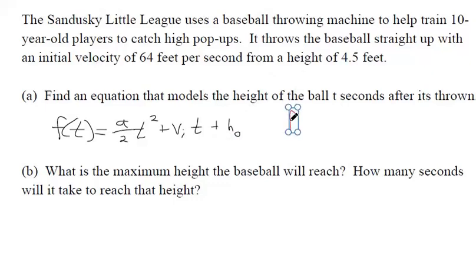Okay, so if you put all those things together, it's 32 feet per second for gravity. That's constant in all situations, unless you're on the moon or something. The initial velocity for this problem is 64 feet per second. I don't know how fast that is. So that goes next to t. And then it has an initial height of 4.5 feet. So there we go. There's our function that models the height.